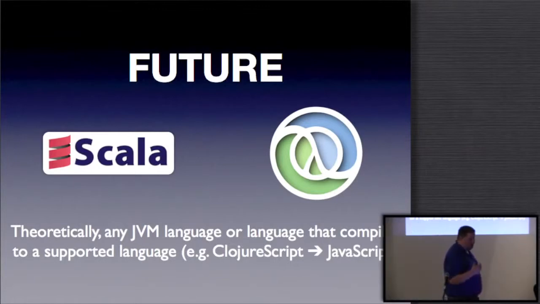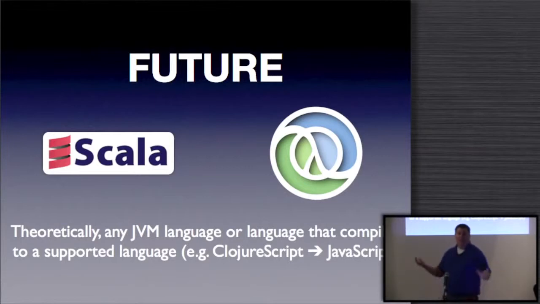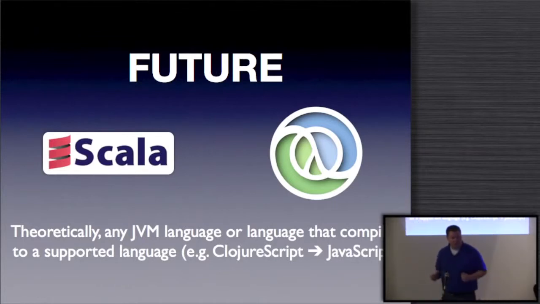A couple of us are starting to have conversations about adding Clojure support to Vertex. Theoretically, any language that will run on the JVM, or any language that will compile down to a supported language. So maybe we could take the ClojureScript to JavaScript to Vertex route as well. These are different things that we can do.